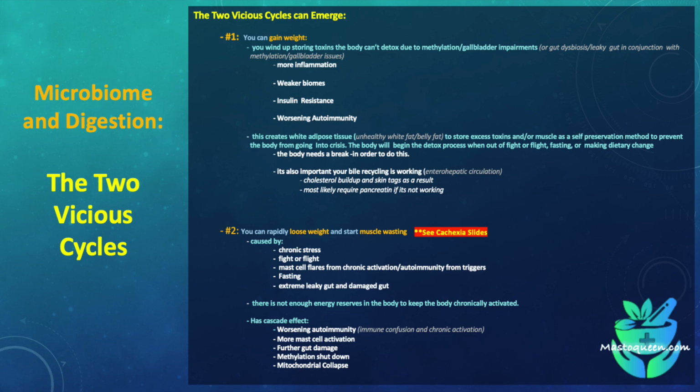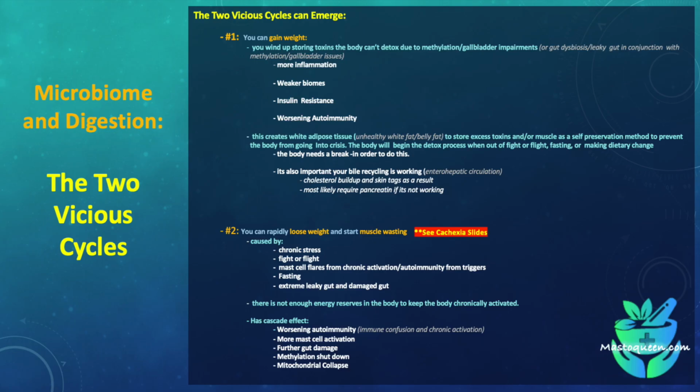All right, vicious cycle number 1. You can gain weight. You wind up storing toxins in the body and can't detox due to methylation or gallbladder impairments and/or gut dysbiosis, leaky gut, in conjunction with methylation and gallbladder issues. Now, the gaining weight can go hand in hand with inflammation. Sometimes it can be difficult to tell the difference between weight gain and inflammation. But when you really start packing it on, then you know that you're gaining weight and that is also increasing more inflammation. This will cause weaker microbiomes, insulin resistance, and worsening autoimmunity.